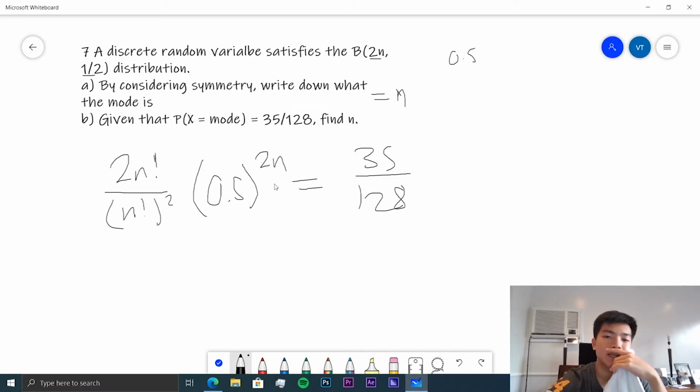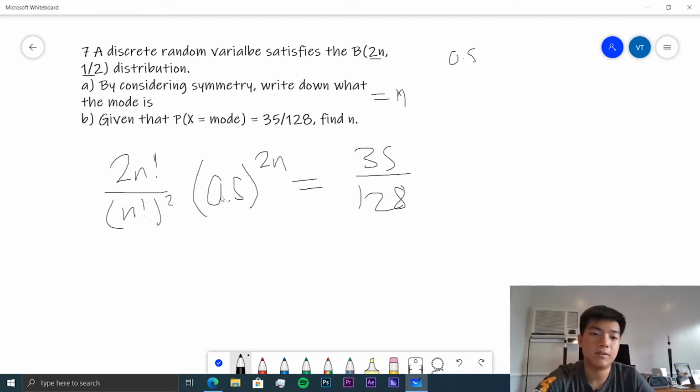Is this not just n equals 8? Let us find out. So the mode is 35 over 128. So 2n choose n, 2n factorial over n factorial squared, times 0.5 to the power of 2n is equal to 35 over 128. And in other words, what is this? 8 choose 4.